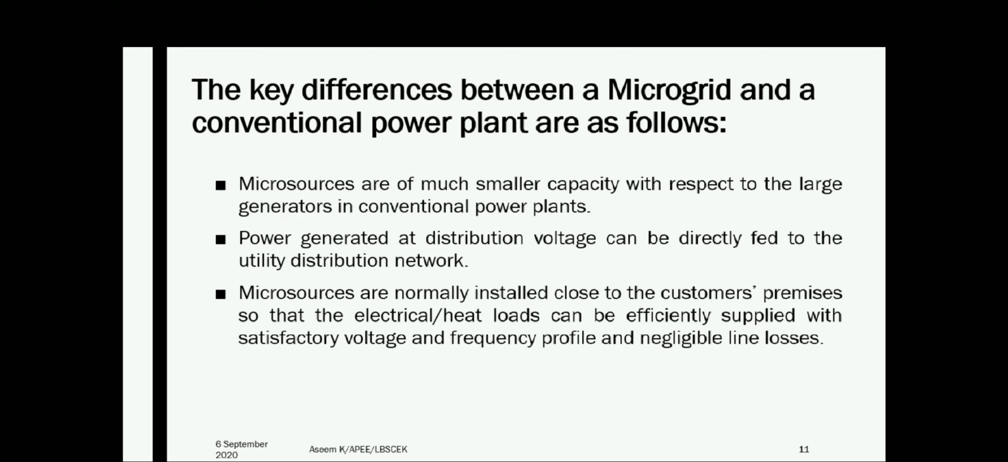So those are the three main differences. Micro sources are usually of smaller capacity, power is generated at a low distribution voltage level, and micro sources are normally installed close to the customer's premises. This is the main difference between a microgrid and a conventional power plant.